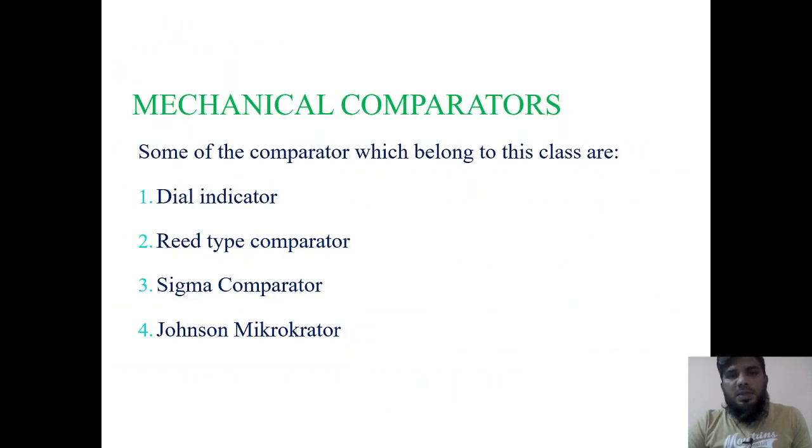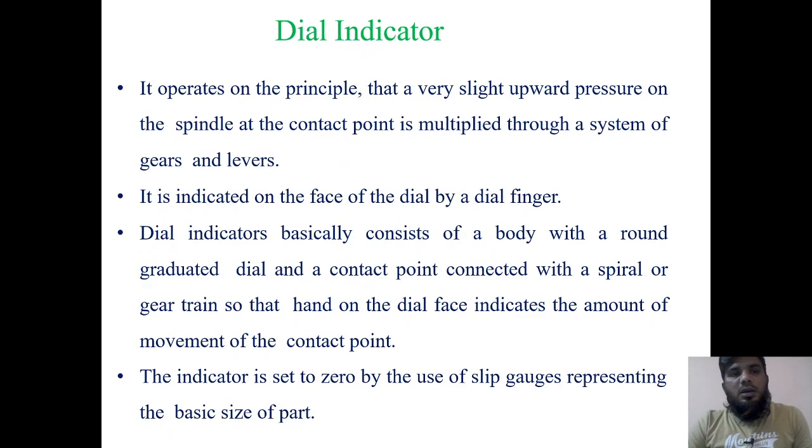Based upon these, the first thing we are discussing is mechanical comparators. Among the mechanical comparators there are again 4 different types, in which 4 different mechanisms are used in the comparator. The first one is dial indicator, second is rate type comparators, next is sigma comparators, and Johansson Mikrokator comparator.